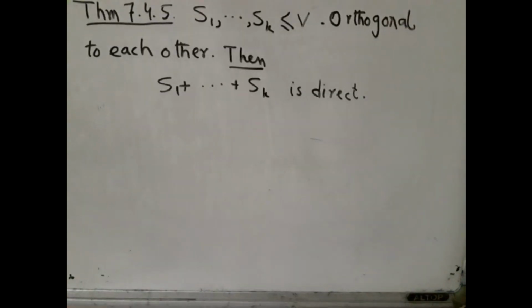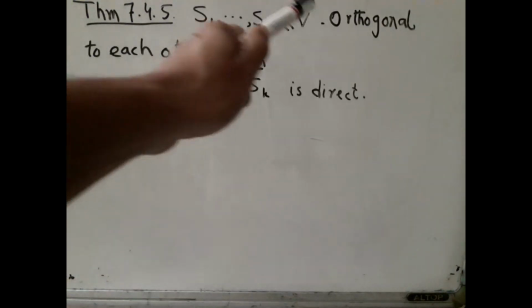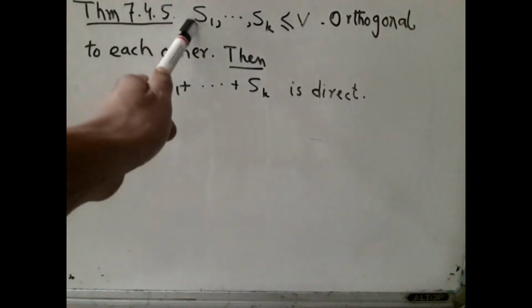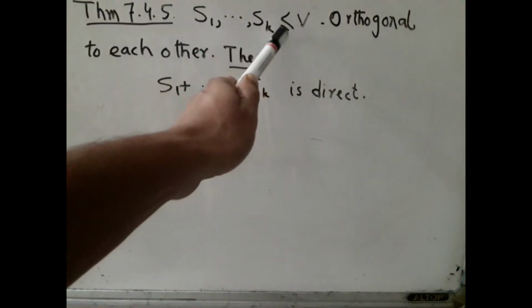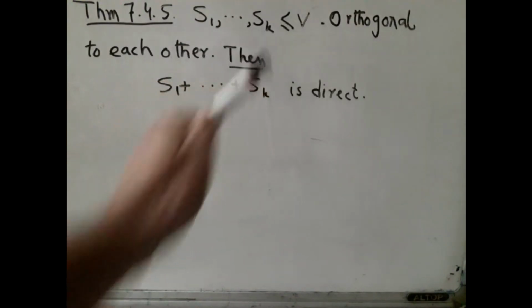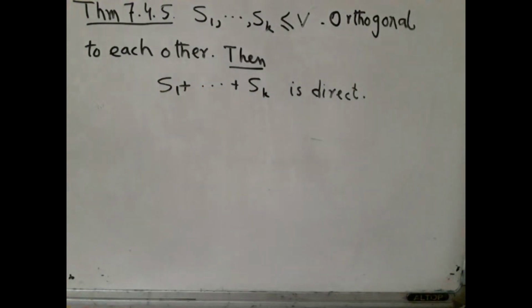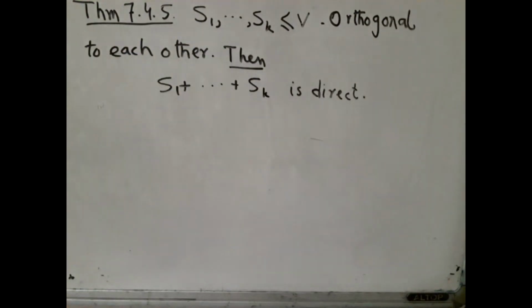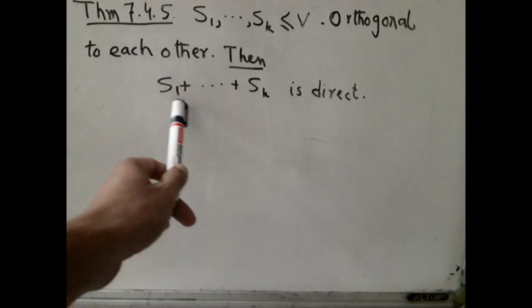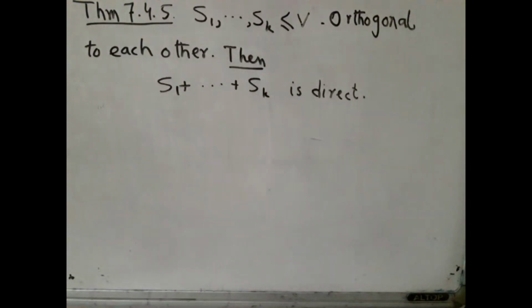Theorem 7.4.5. I start with an inner product space and certain subspaces S1 to Sk. I use this less than or equal to sign, meaning they are not just subsets but subspaces, and they are all orthogonal to each other. That is, if you take anything in S1, that will be orthogonal to everything in S2 and so on. Then S1 plus up to Sk is a direct sum.